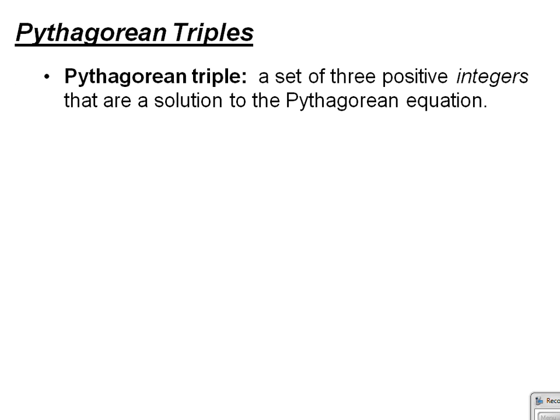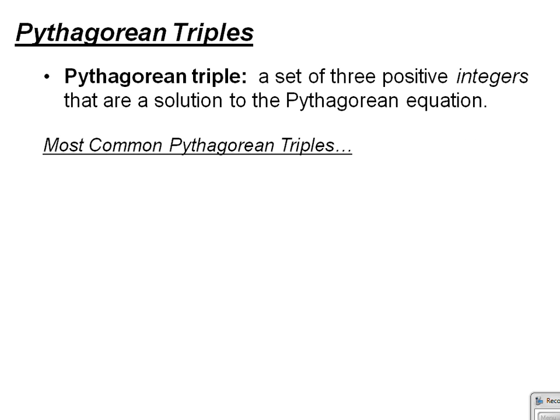This leads us into a good example of what's called a Pythagorean triple. A Pythagorean triple is a set of three positive integers. Remember, integers are whole numbers that are a solution to the Pythagorean equation. The most popular and well-known Pythagorean triple is the 3, 4, 5 right triangle.